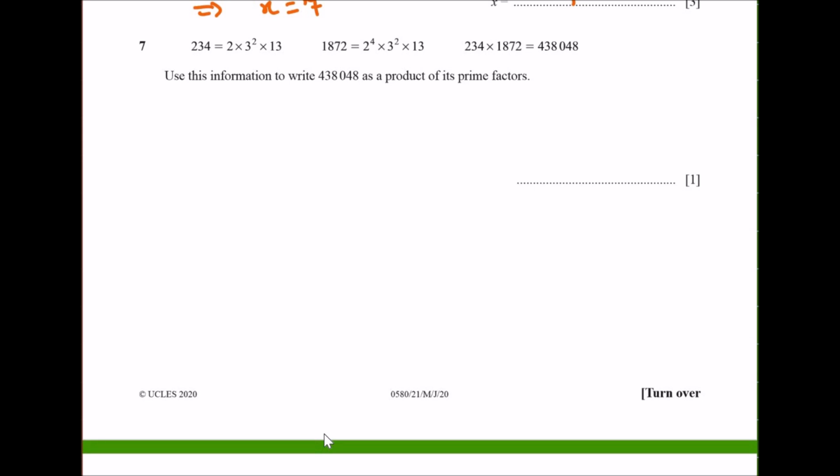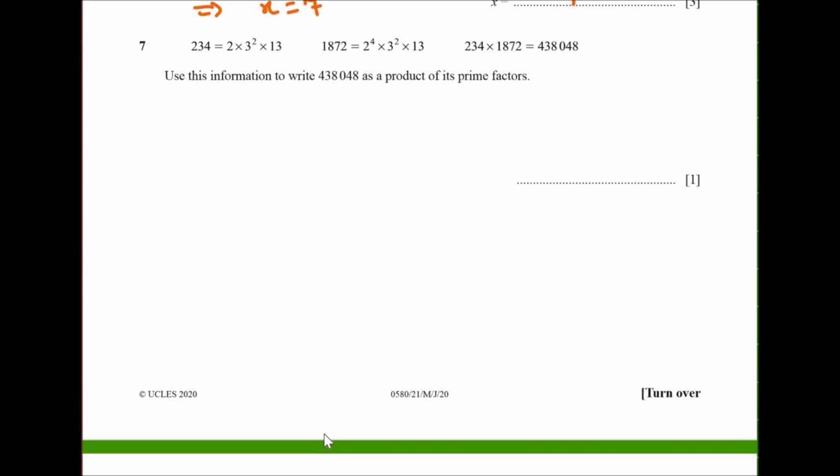1872 equals 2 to the power 4 into 3 squared into 13, and 234 into 1872 equals 438,048. So use this information to write 438,048 as a product of its prime factors.